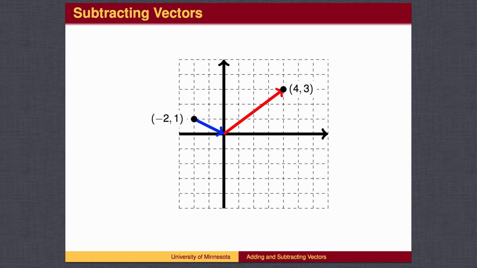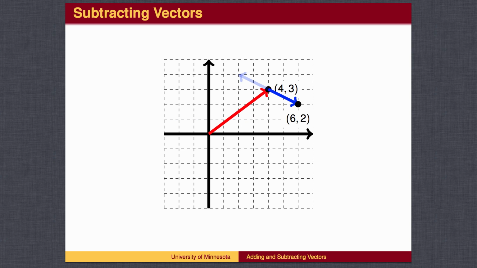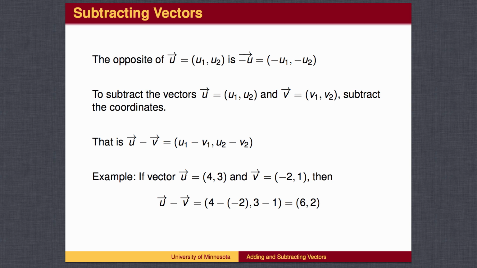Instead of adding the blue vector, which goes 2 left and 1 up, we can subtract the blue vector by going 2 right and 1 down. Subtracting the blue vector from the red vector is equivalent to adding a vector which points in the opposite direction as the original blue vector. We subtract vectors by subtracting coordinates.